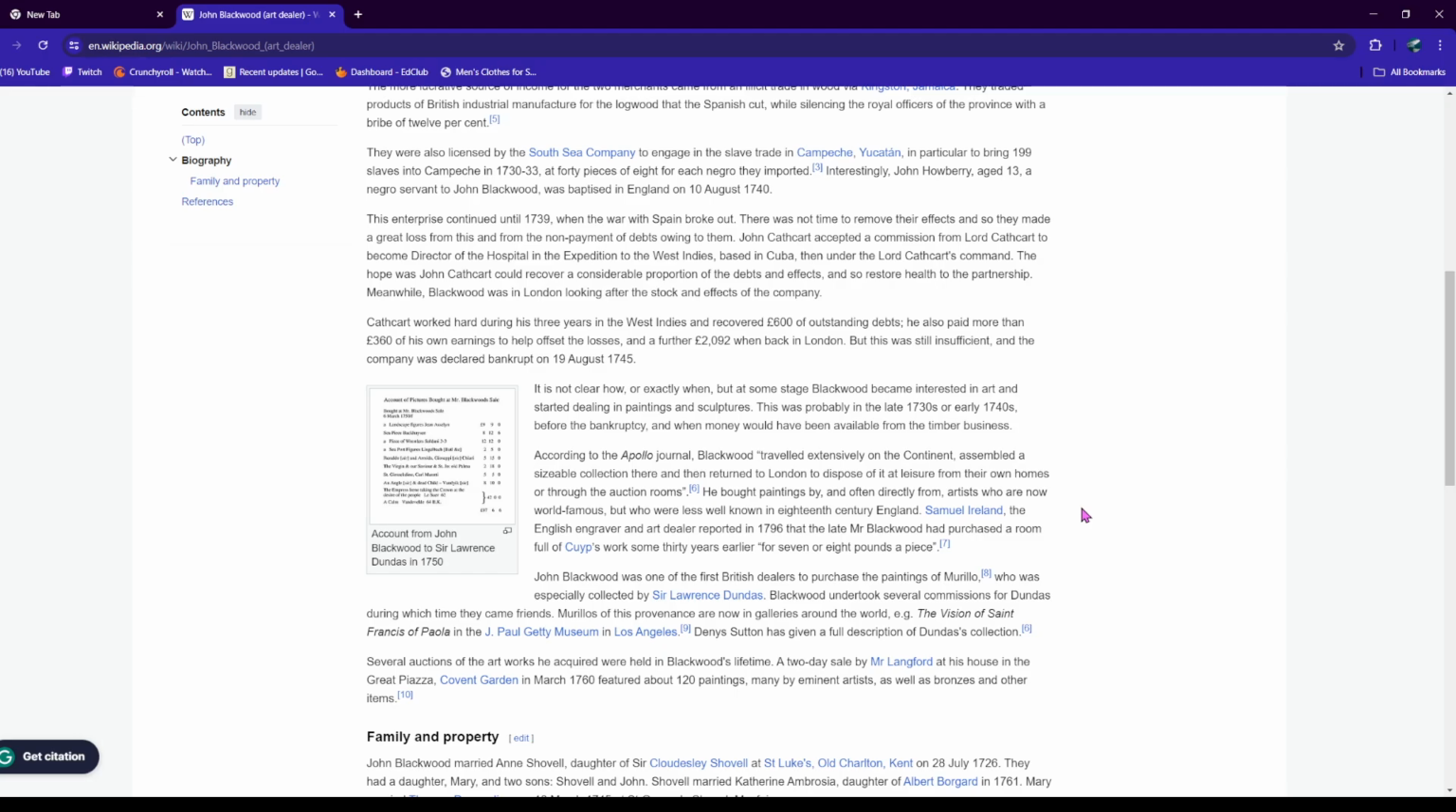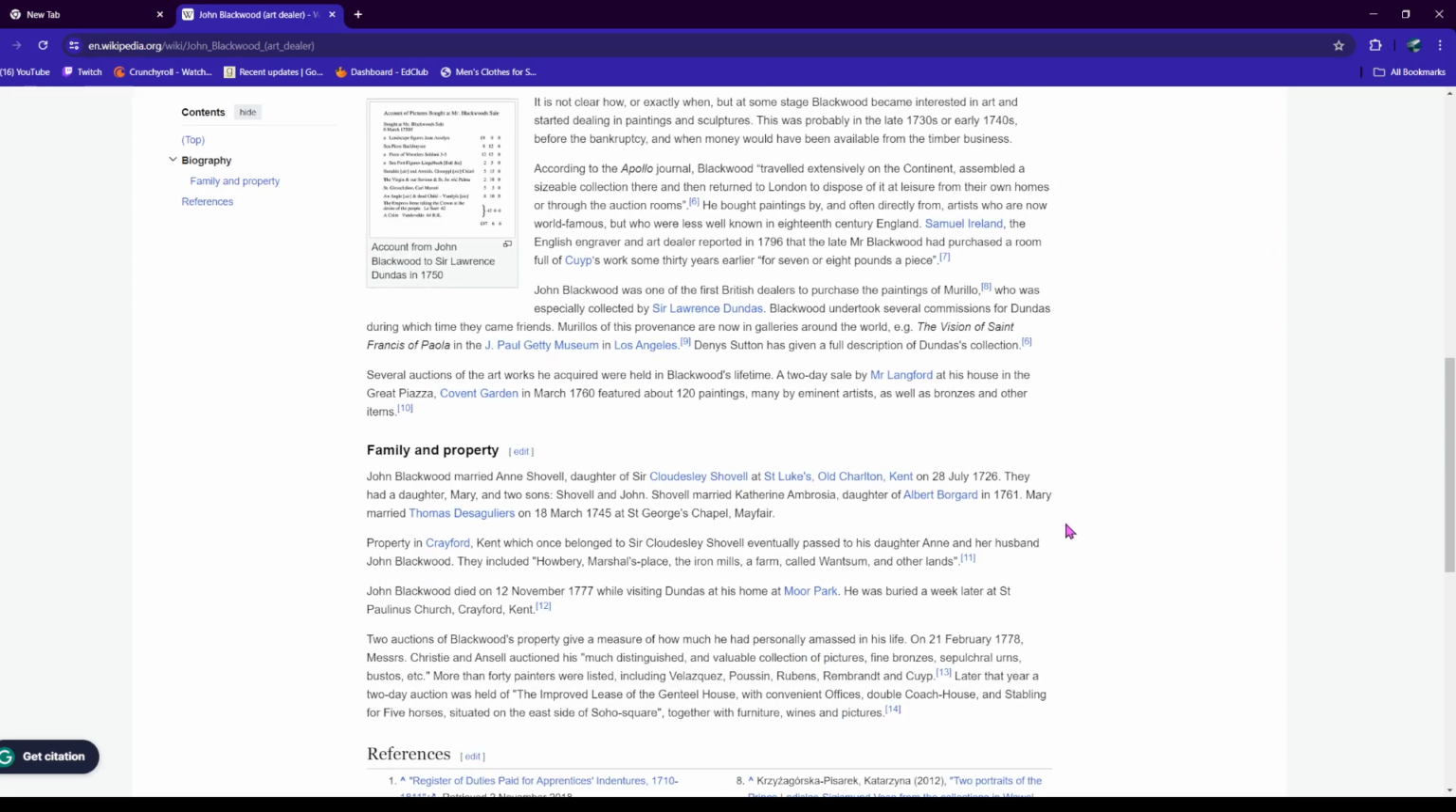Example, the Vision of St. Francis of Paola in the J. Paul Getty Museum in Los Angeles. Denison had given a full description of Dundas's collection. Several auctions of the artworks he acquired were held in Blackwood's lifetime. A 2-day sale by Mr. Langford at his house in the Great Piazza Covent Garden in March 1760 featured about 200 paintings, many by eminent artists, as well as bronzes and other items.